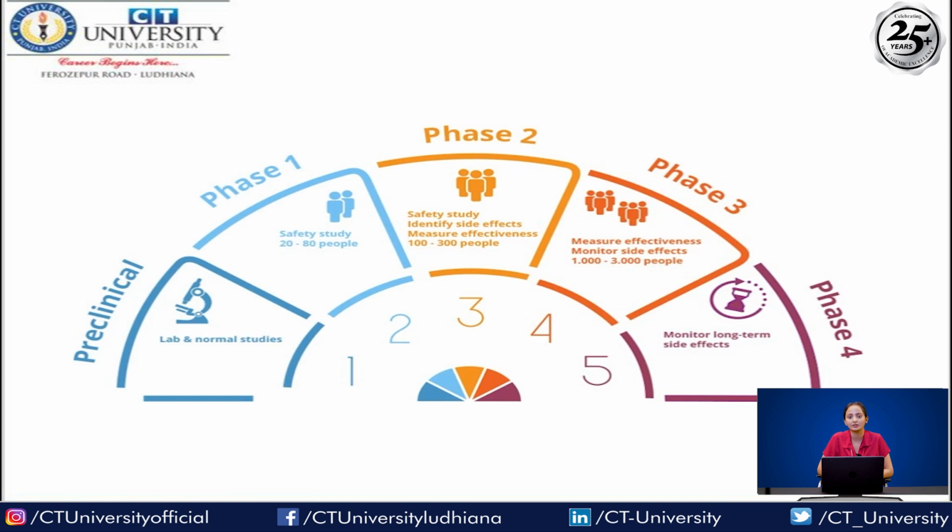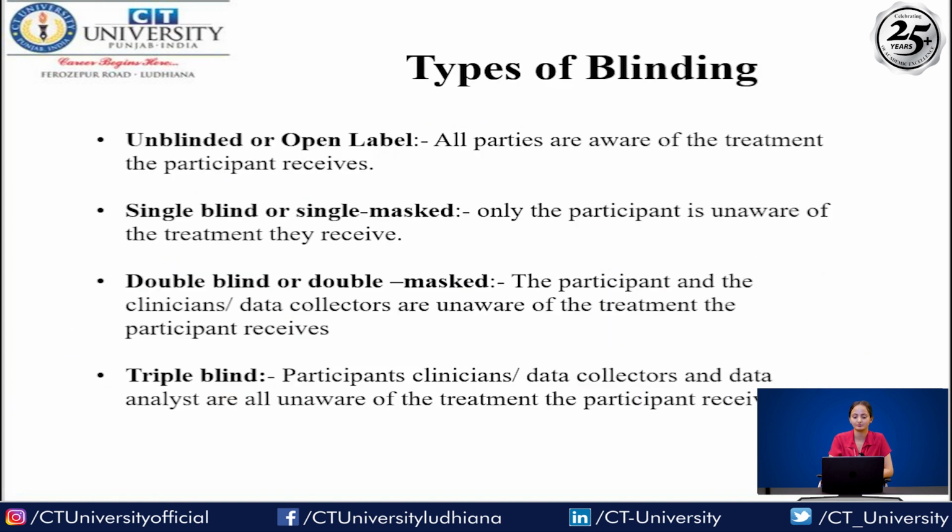In phase 3 we take 1000 to 3000 patients, so it will give you a measure of effectiveness and monitor the side effects in a large number of people. Then in phase 4 we monitor long term side effects while the drug is already in the market and being prescribed, so we monitor drug use and drug risk.